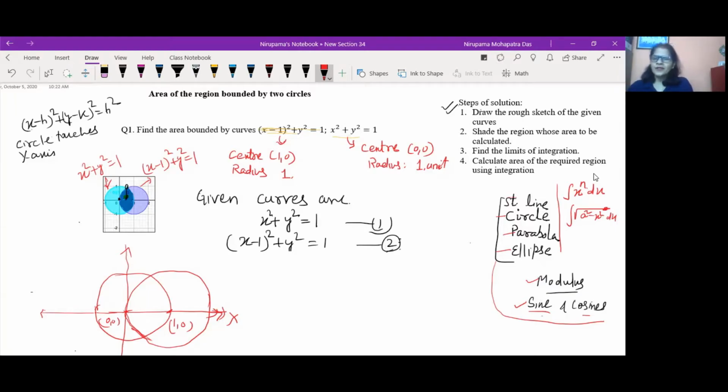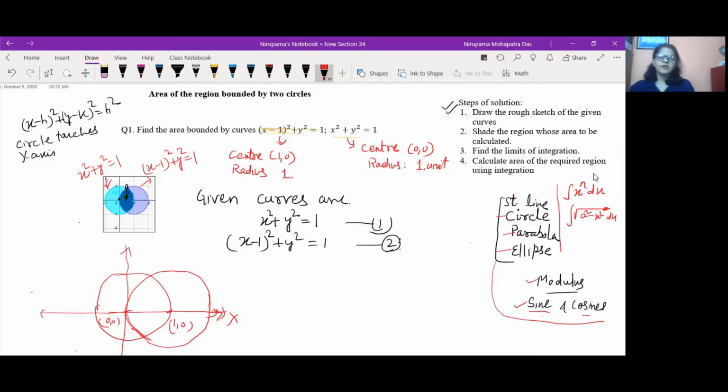Let's start with the simple one: areas of the region bounded by two circles. Before starting, the steps of solution, as we already discussed in our first lecture. I'm just recapping. The first step is to draw the rough sketch of the given curves. Because we have to draw the rough sketch, we need to identify the equation and have a basic idea of the curve.